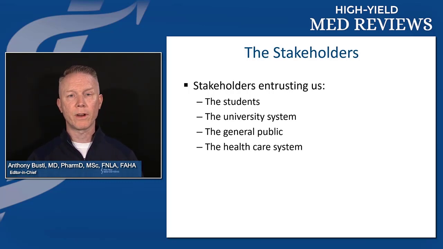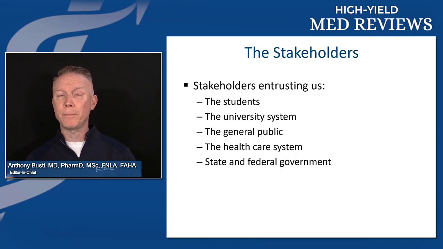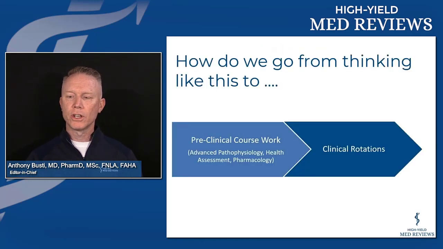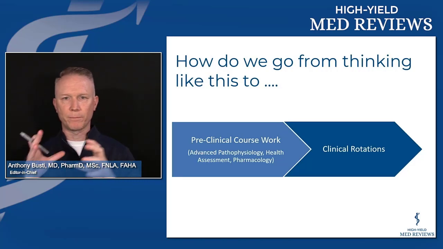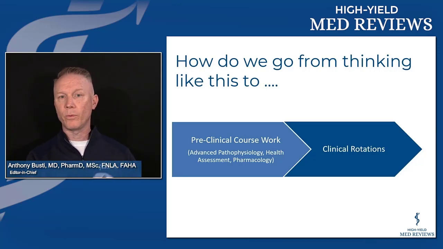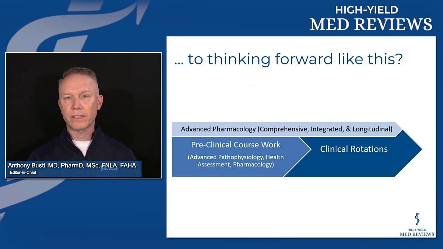We know some of our outcomes haven't been great over the past decades when you compare to other programs. We've got to improve this. And then of course the state and federal government even connects reimbursements and payments to outcomes and performance. So how do we go from thinking like this in structured boxes where we compartmentalize a topic and we don't bring it back up again, to something like this?